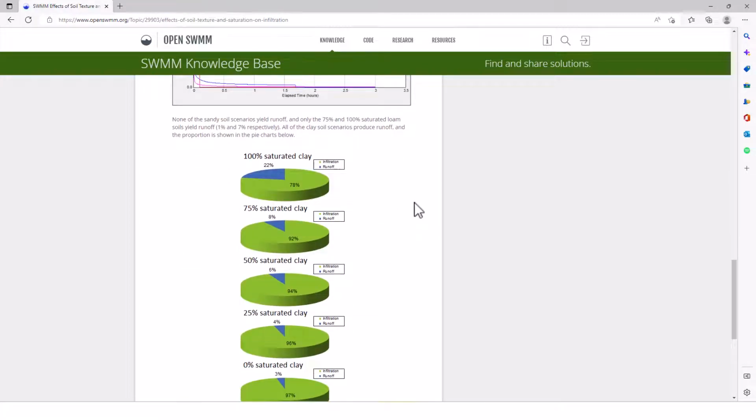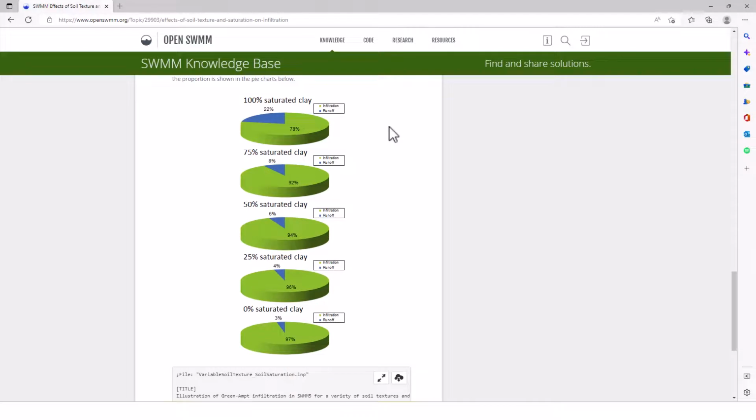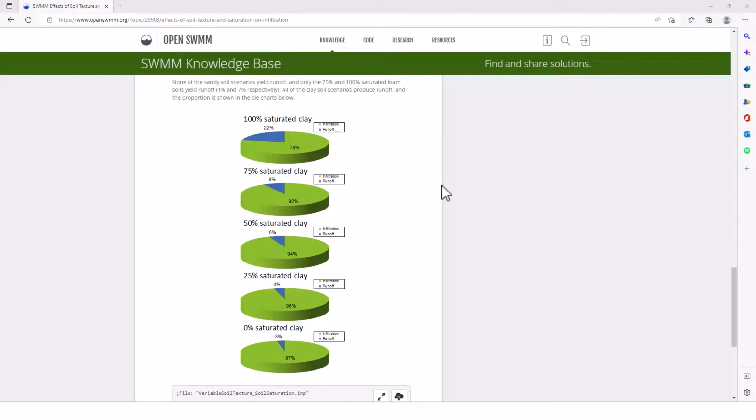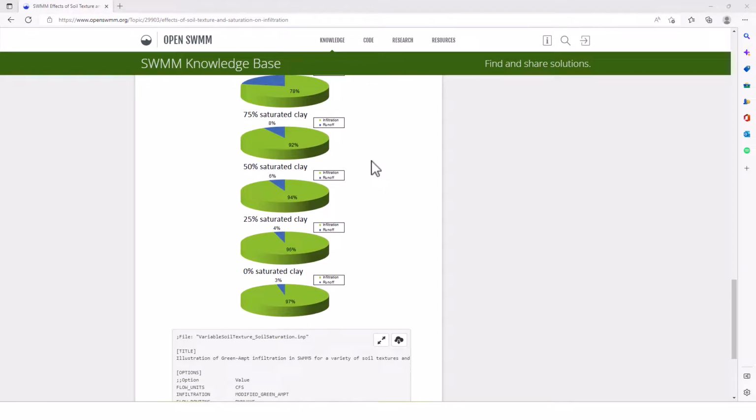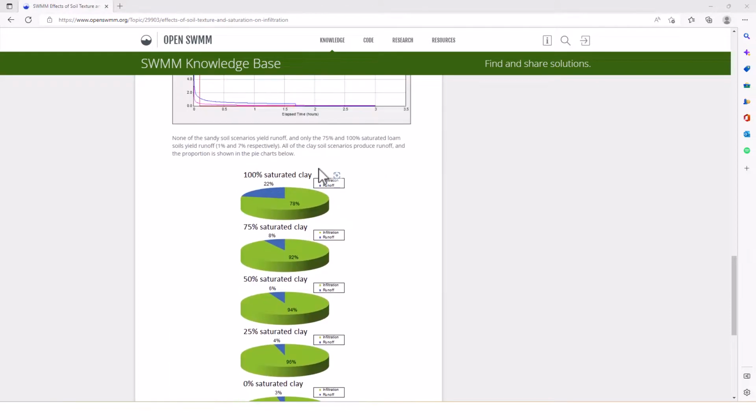None of the sandy soil scenarios yield runoff, and only the 75% and 100% saturated loam soils yield runoff of 1% and 7% respectively. All the clay scenarios produce runoff, obviously, and the proportion is shown in the pie charts here. So it's just showing the performance of these different soils given a certain saturation amount. Obviously with clay, we're going to get more runoff than any other soil because of the texture and grain size. So this project is an interesting study on how different soil layers will react given KSAT factors and rainfall and what kind of runoff they'll produce.